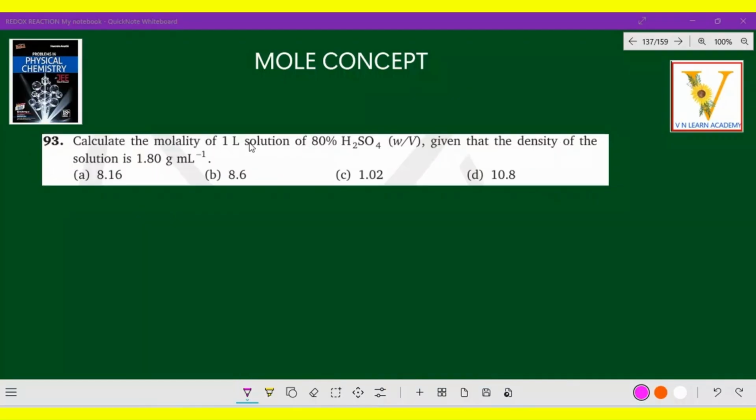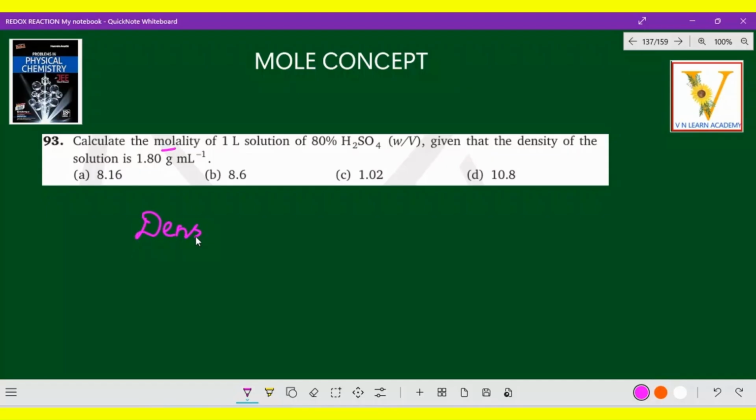Calculate the molality of 1 liter solution of 80% H2SO4 W by volume, that is weight by volume, given that the density of the solution is 1.80 gram per ml. Right, now here they are asking about the molality, right? Now for the density they have given. Okay, let us write the data according to that question, right?